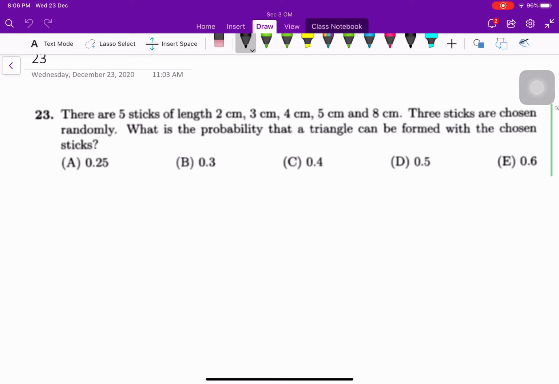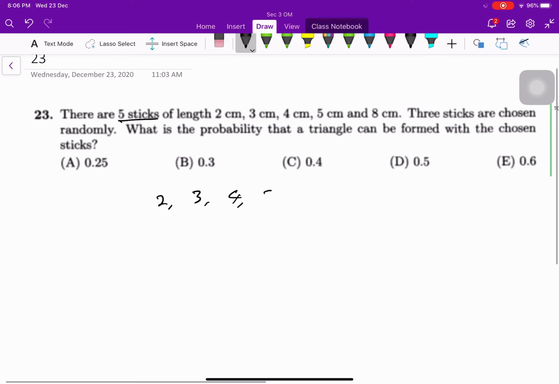Okay, let's look at 23. 23 is a question on the so-called triangle inequality. In this case, can you see that you are given 5 sticks? The lengths are actually 2, 3, 4, 5, and 8.